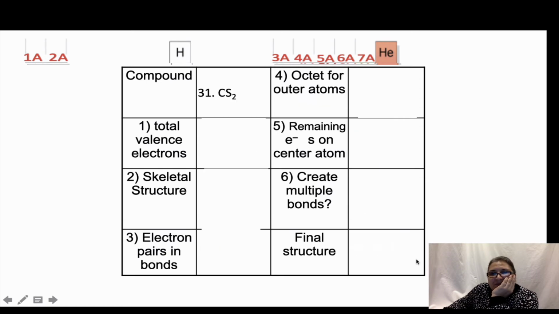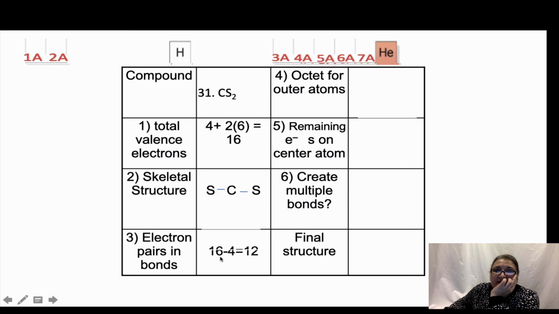Oh, here it is. All right. I think this one has double bonds. So carbon is 4. Sulfur is 6. But we have 2 of them. So that's 12 plus 4 is 16. Skeletal, so we just connect them. Carbon with 2 sulfur. And then we subtract how many to connect. So 16 minus 4 is 12. We put 6 on each. That's 12. So we have 8 around sulfur, but only 4 around carbon.